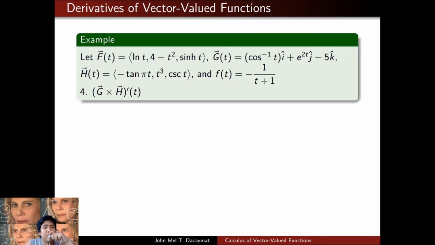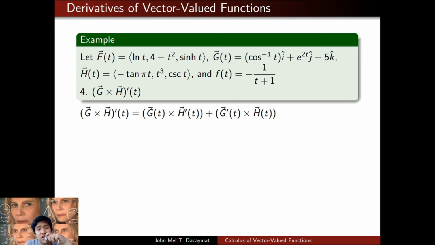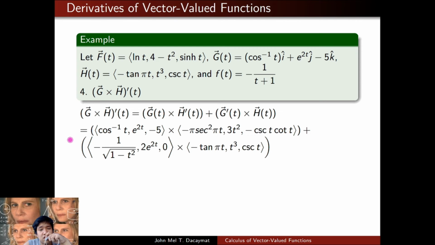Next, let's try number 4. G cross product with h prime of t. So let's use our differentiation formula and plug in yung G, yung H prime computed na, yung G prime computed na rin kanina, and H is also computed.